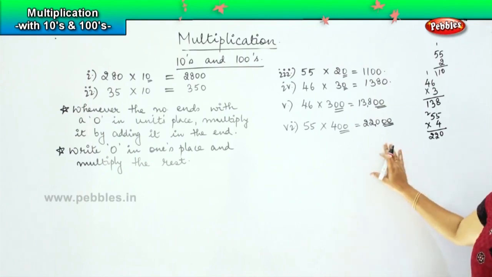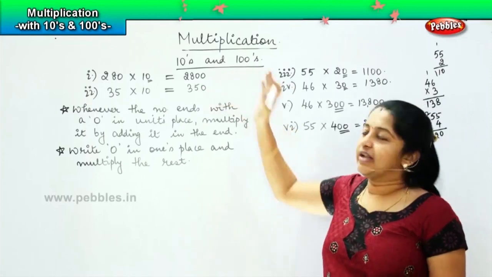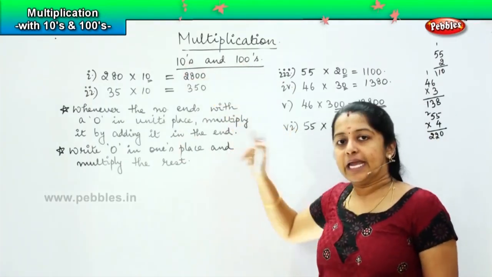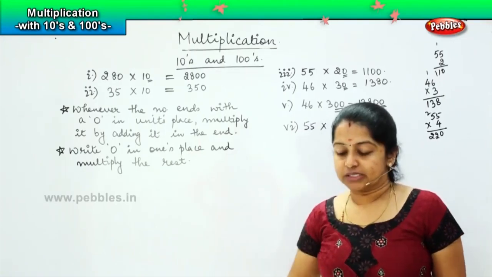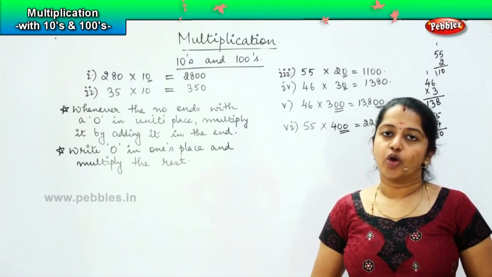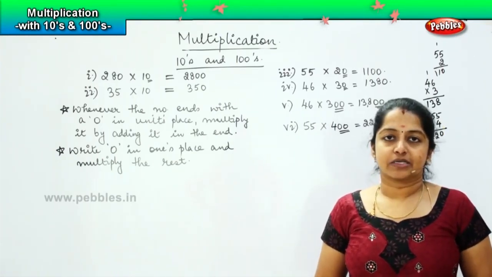Okay. So this is the basic rule which we will be following in the multiplication of tens and hundreds. So how many zeros are towards the end? That many zeros you will be adding towards the end of your answer. Is it clear, children? I hope you will be following these tips in order to solve the questions in the sums coming up.